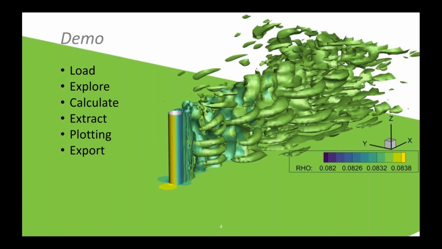So the agenda for today is we're going to show you how to load data. I'm going to show you how to explore that data by turning on and off styles like you see here, isosurfaces and slices. We'll show you how to use streamlines. We'll show you how to calculate new quantities using an equation editor as well as some built-in functions that Tecplot 360 offers. We'll show you how to extract data from your plot for dimensionality reduction. Sometimes you don't need the full volume data and you want to reduce the amount of data you have on disk, so we'll show you how to do some extractions.